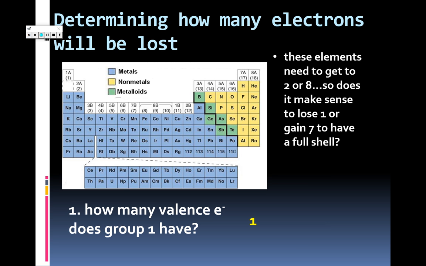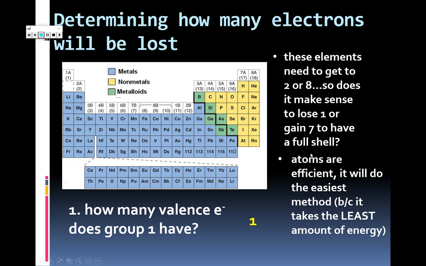It doesn't make sense to gain 7. That's not going to happen. So it loses 1. It takes the least amount of energy, so it's going to lose 1. Some people will even, at the top of the column on their periodic table, write +1 up here. If you lose a negative charge, you become more positive. When you get a periodic table for the test, it's not going to say +1, but if it helps you while you're doing the homework, you can write +1 on the periodic table that I gave you yesterday. If you want to write it on this note here, you can do that too. It's up to you.